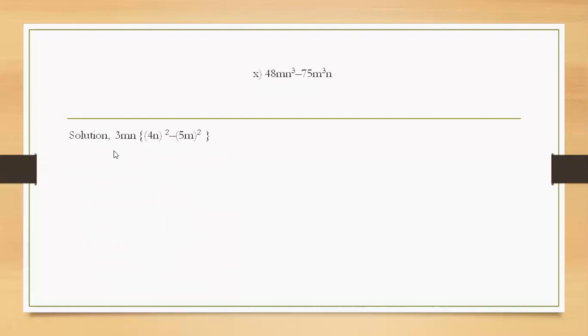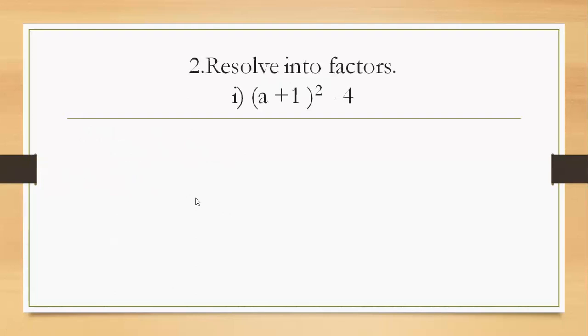Similarly, here children, possible common, take 3mn. Then what is left there? 4n whole square minus 5m whole square. Then it will be, see there, this is one factor and this is another factor. 3mn is one factor, 4n plus 5m is one factor, 4n minus 5m is another factor. Okay, these are the two factors. Now let's see here how to solve. Okay, resolve into factors.